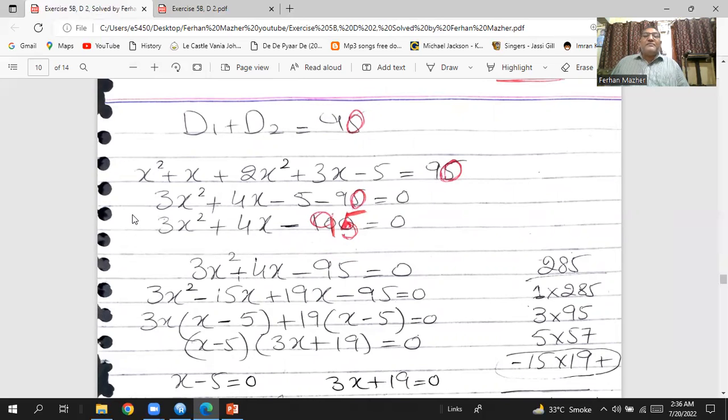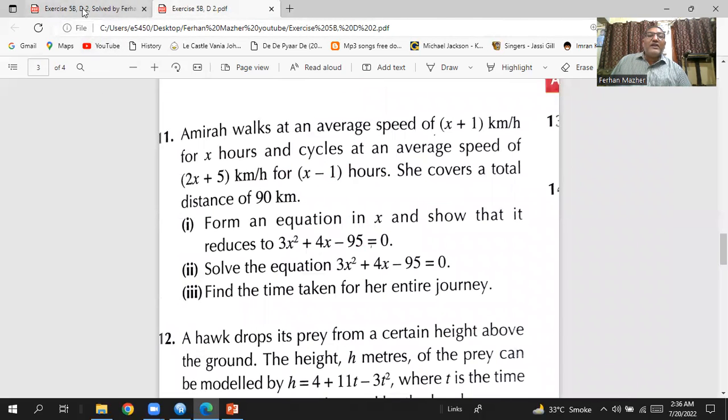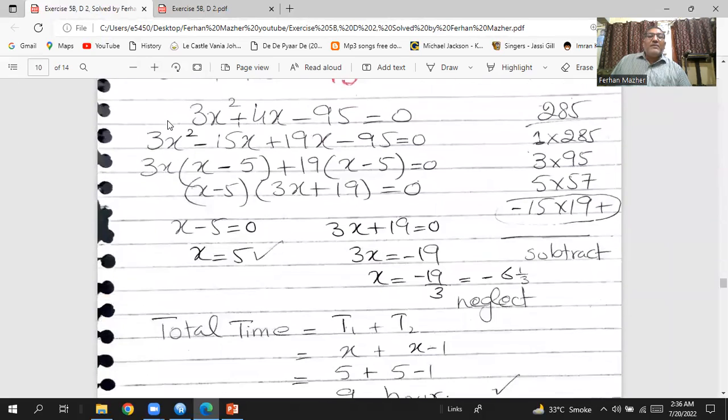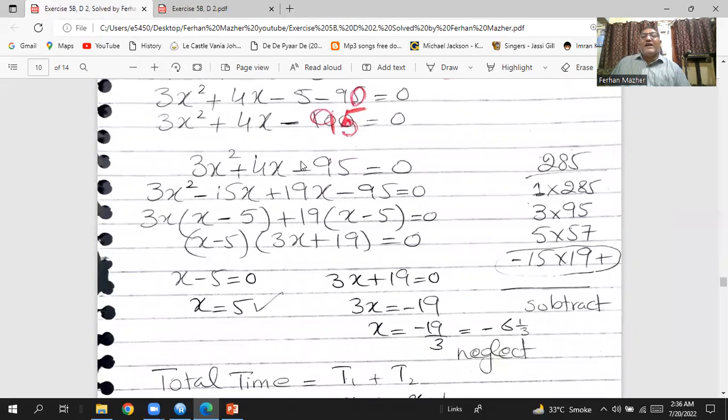So this is how you do this. Then we have to solve it. So the next part is to solve the equation. Okay, so multiply the extreme terms. When you multiply 3 with 95, you get 285. So write the pairs of 285. They are 1 into 285, 3 into 95, 5 into 57, and 15 into 19. With the third term, we have a negative sign, so I'm looking for the pair which by subtraction will give me plus 4. That pair is 15 and 19. Because you want plus 4, with the larger number I will put the positive sign, and with the smaller number I will put the negative sign.